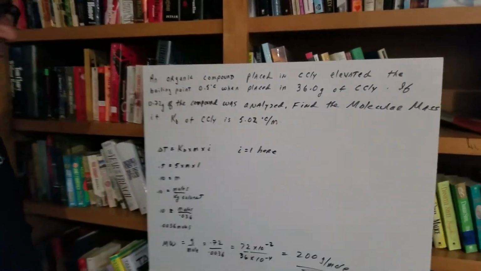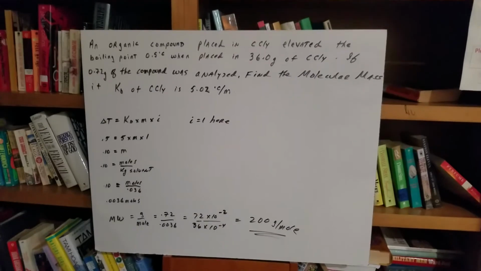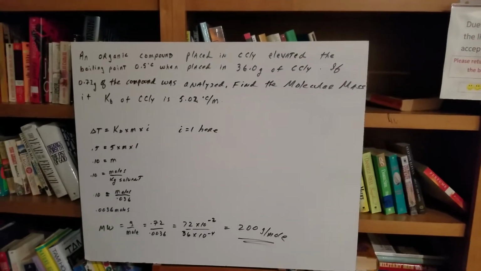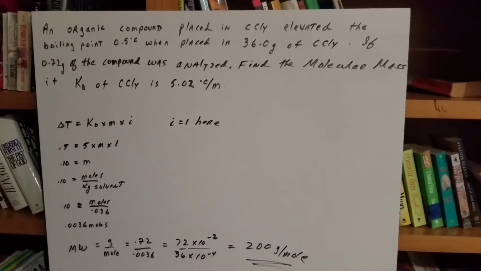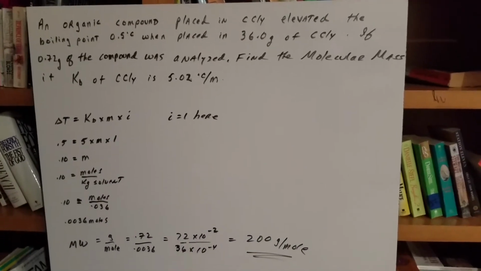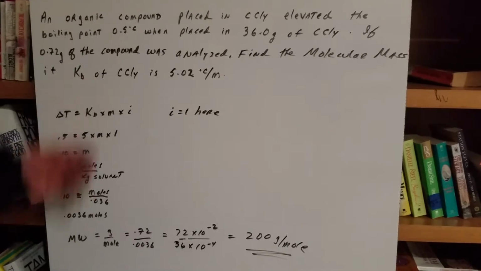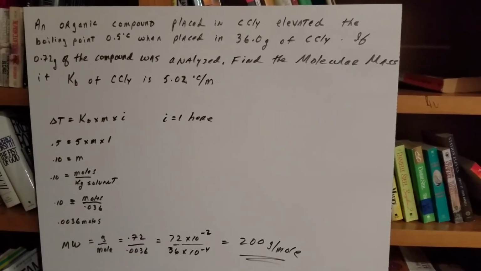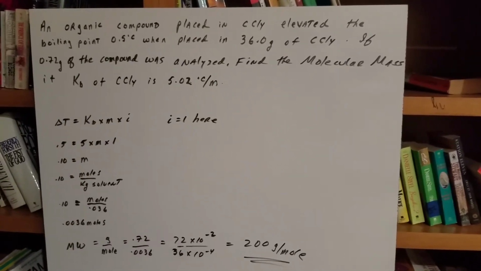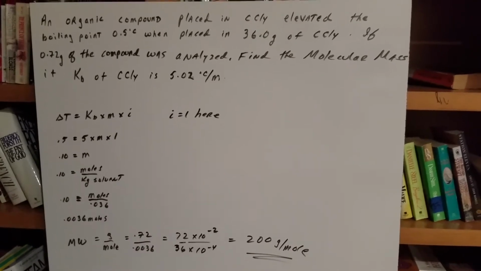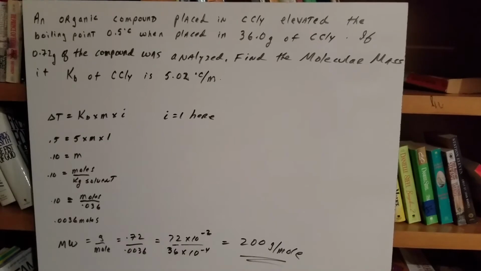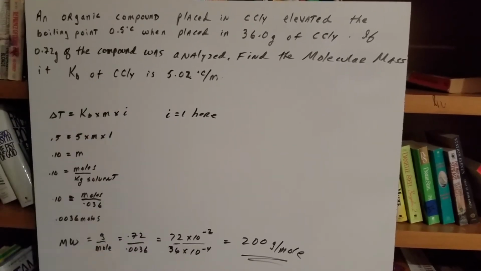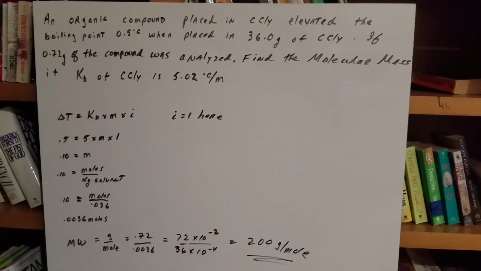Why don't we get to work on a question that I developed for the DAT study group for my Facebook page on a colligative property known as boiling point. Now, in this problem, it says that an organic compound was placed in CCl4 and it elevated the boiling point by 0.5 degrees Celsius when placed in 36 grams of the CCl4. Now, we have 0.72 grams of the compound being analyzed, and we want to find the molecular mass. And I gave you the boiling point constant, being 5.02.